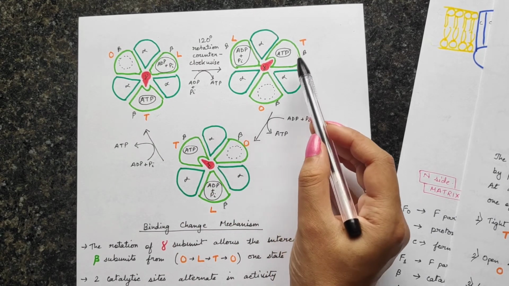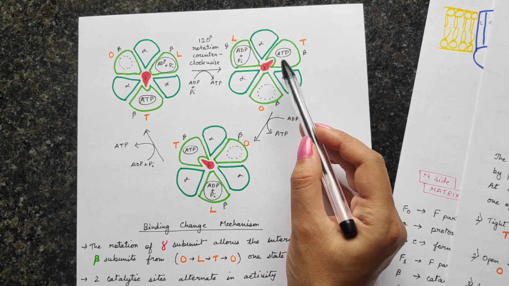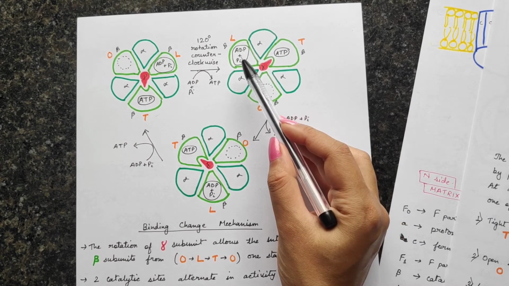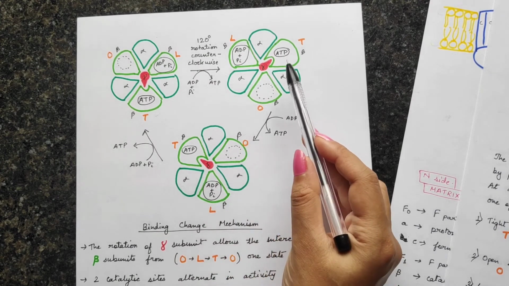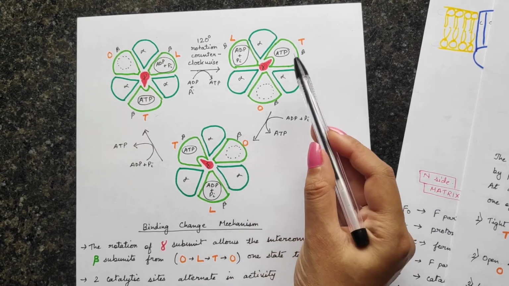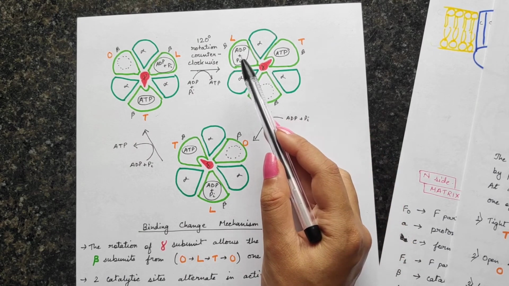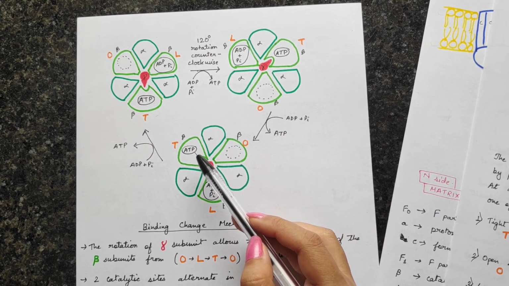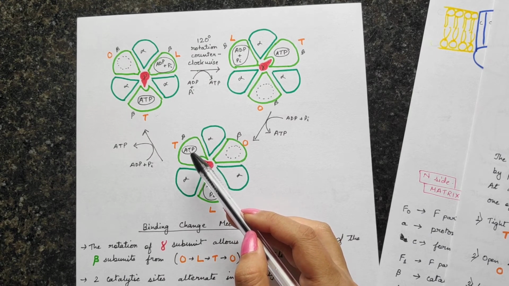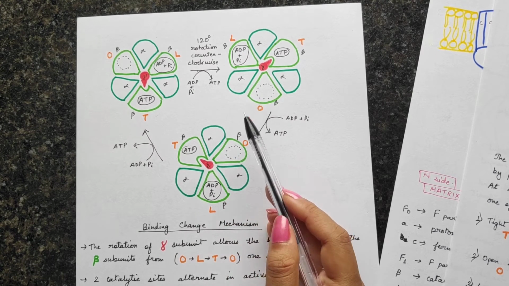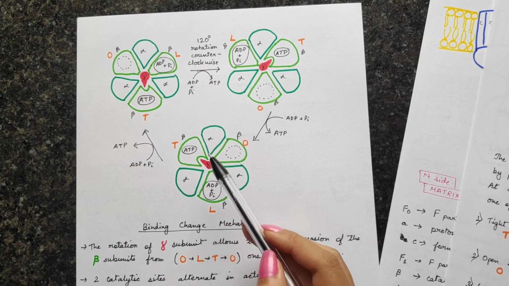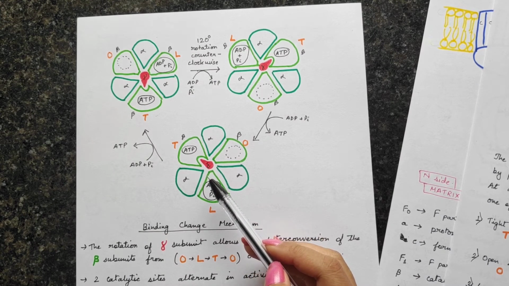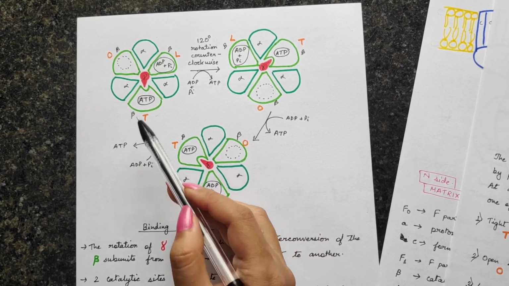Here also the same thing will happen. This one was in the T state. As soon as this gamma rotates 120 degrees anti-clockwise, here counterclockwise, this T state will change into the open state as it will release the ATP. The loose state will now become the tight state, and the ATP is formed, and the open state will become the loose state as it is taking up new ADP and Pi in a loose conformation. And again, as the gamma subunit rotates 120 degrees, the same thing will be repeated.